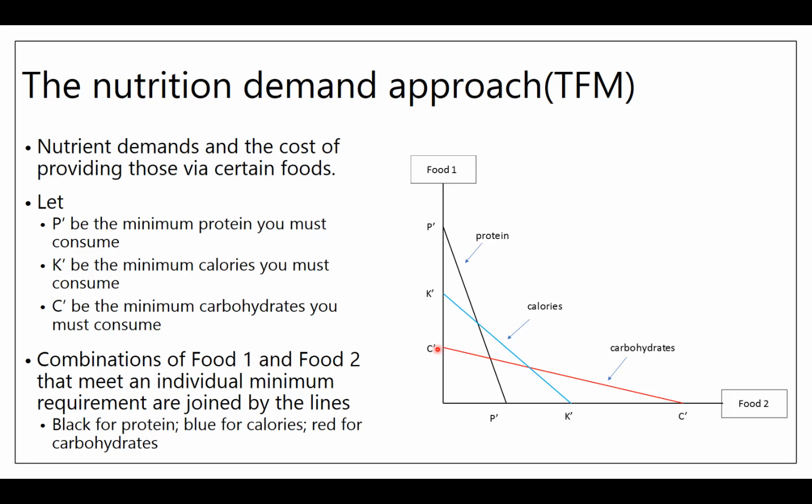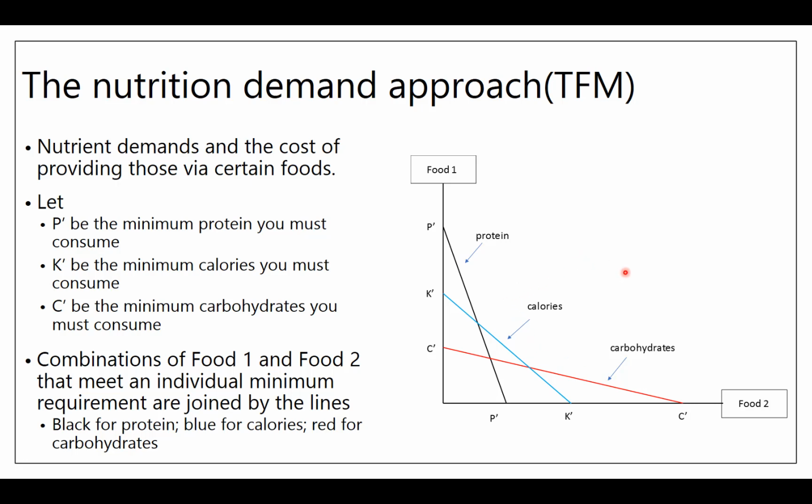Same thing finally with carbohydrates. So C prime. This is the part that has enough carbohydrates. This part does not. And then of course the line is included. The line has exactly the number that we consider to be the target.